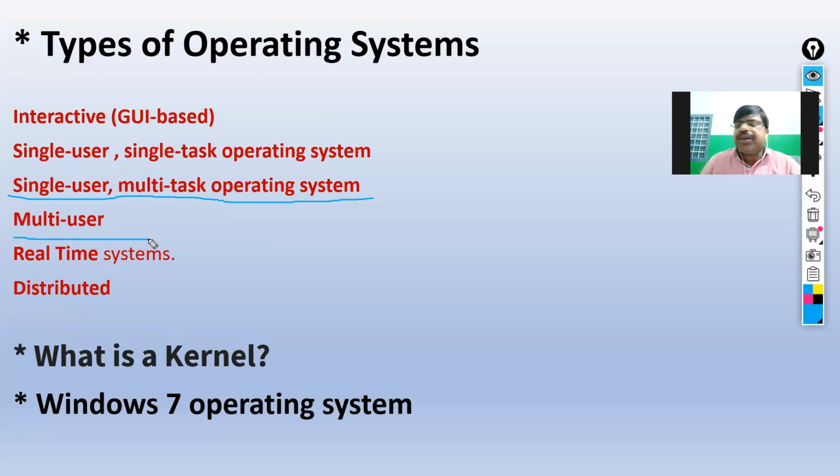Next one is multi-user. A multi-user operating system enables multiple users, because here multi means more than one. That means it enables multiple users to work on the same computer at different times or simultaneously. Next one is real-time operating system.